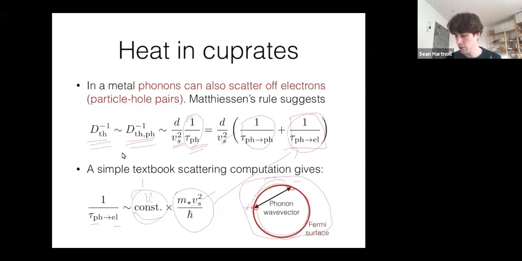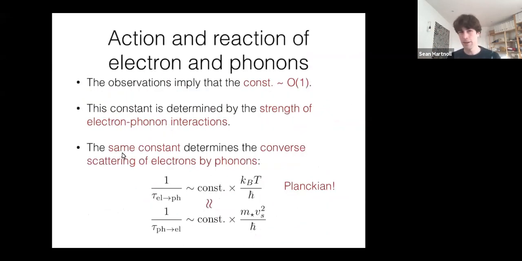So what is this constant, and why might it be order 1? Of course, it depends on things like the electron-phonon coupling and how strongly they couple. So this is the fun part. Now we're going to apply, actually, I forget, is it Newton's first law? No, action-reaction. If electrons can scatter phonons and phonons can scatter electrons, it's the same coupling doing those two things, and so there's a relationship between the forces that they can exert on each other.